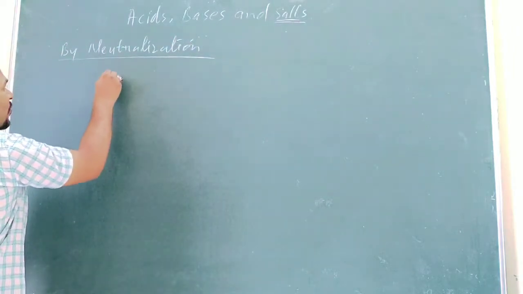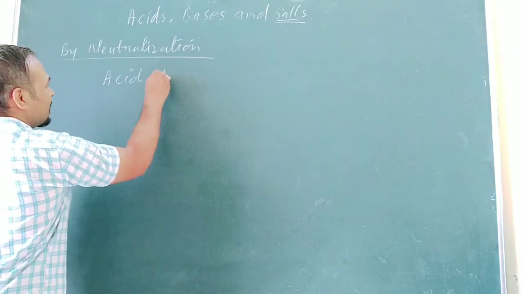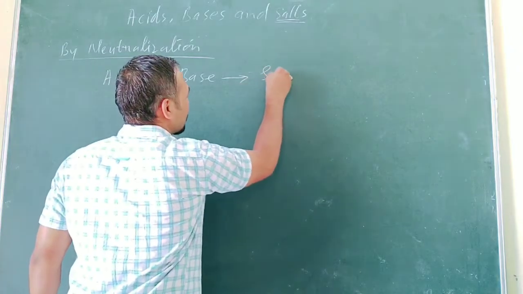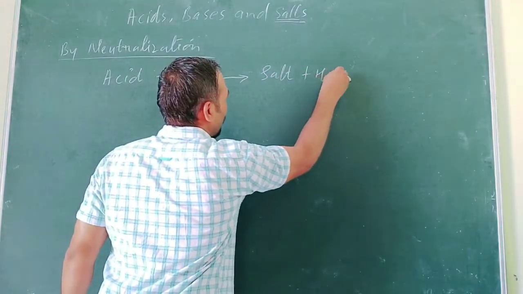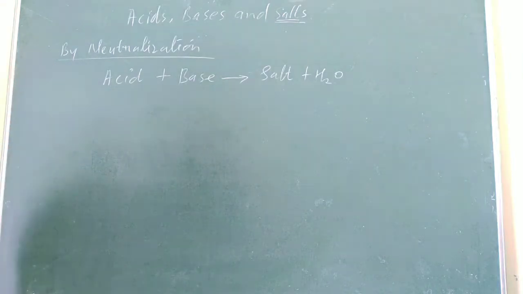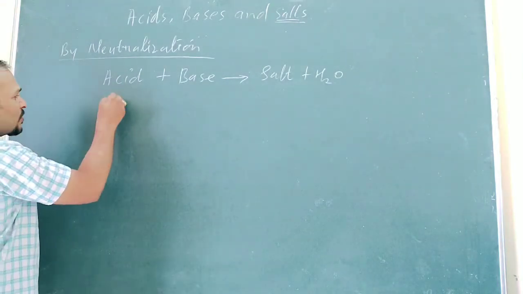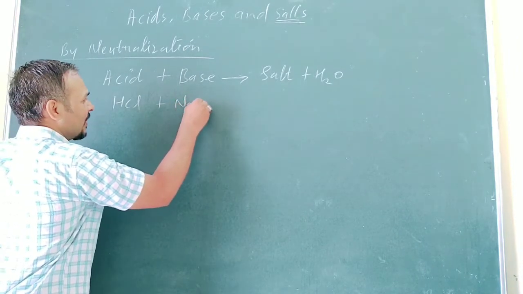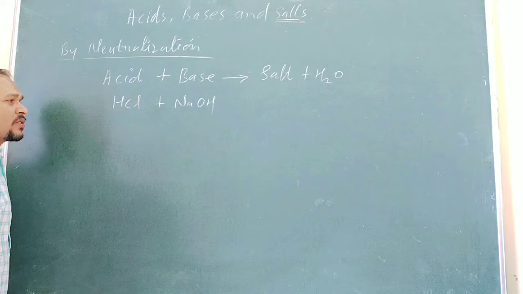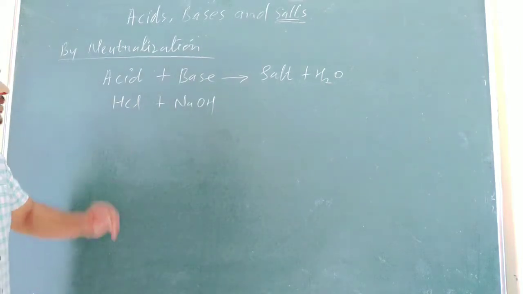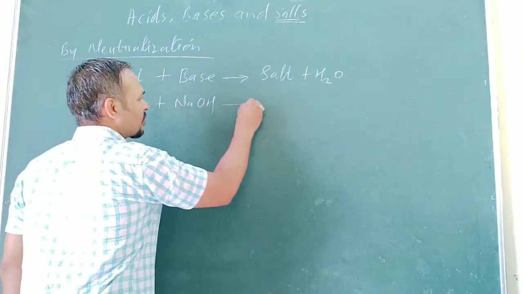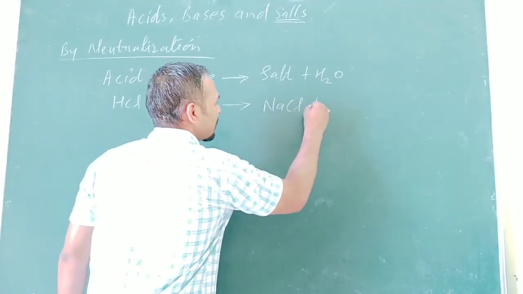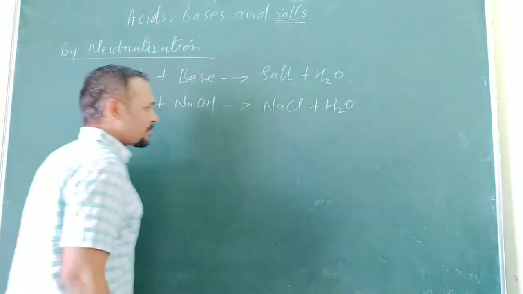In a neutralization reaction, what is happening? Acid mixed with base produces salt plus water. That you know very well. One common example: take HCl, hydrochloric acid, and a common base, sodium hydroxide. When HCl reacts with the base sodium hydroxide, it produces sodium chloride plus water.